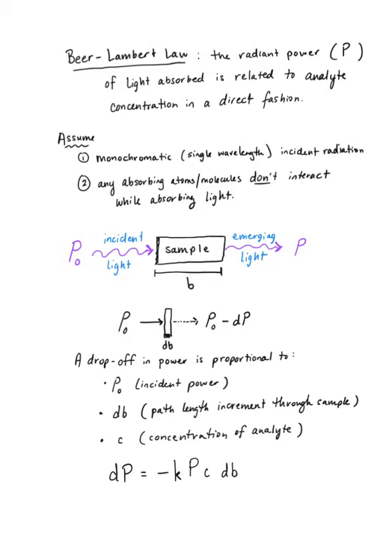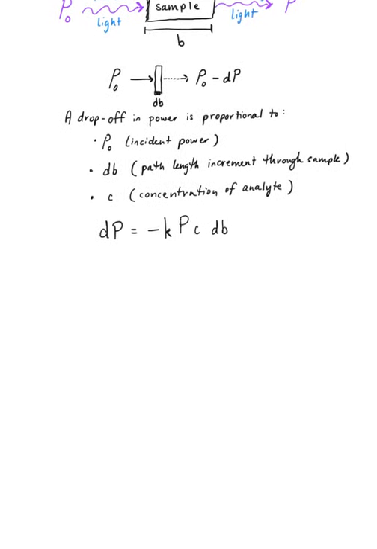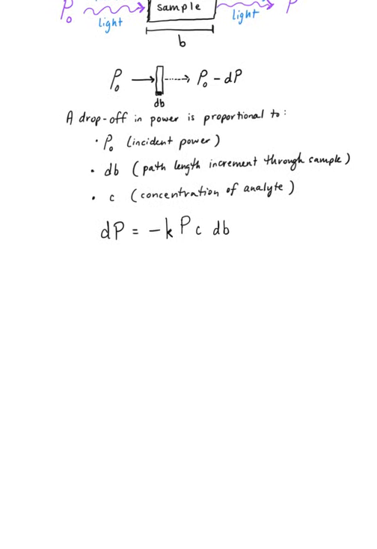To solve this equation, and to start to explicitly include P0, we need to arrange like terms on the same sides of this equation and integrate. So what I will do is bring terms of P to the left-hand side and keep everything else on the right. I'll bring a negative P over to the left, and on the right we'll have some constant that relates these quantities together times analyte concentration times an increment in path length that light travels through our sample.